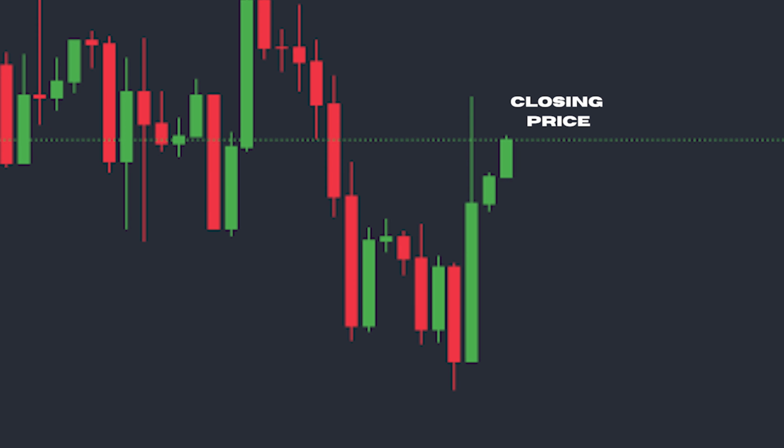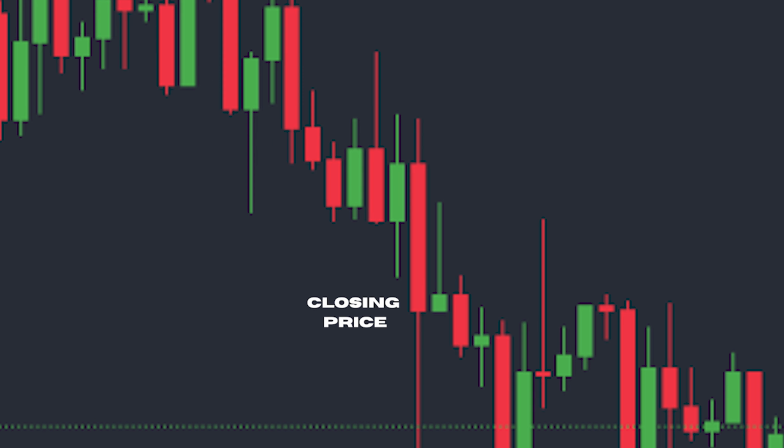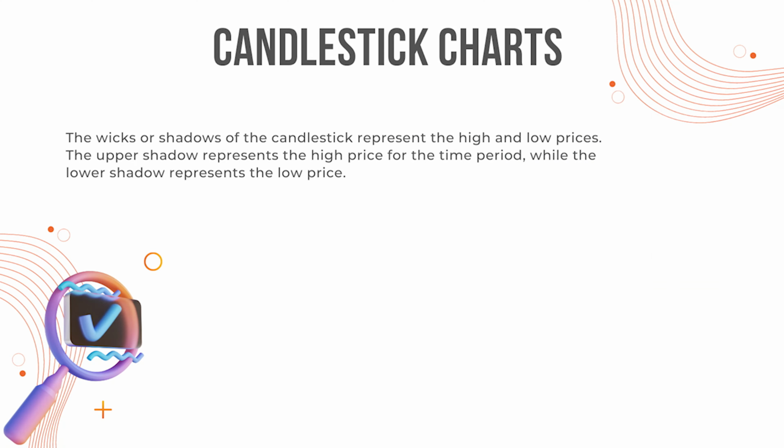If the closing price is higher than the opening price, the candlestick is typically colored green or white and is said to be bullish. If the closing price is lower than the opening price, the candlestick is typically colored red or black and is said to be bearish. The wicks or shadows of the candlestick represent the high and low prices. The upper shadow represents the high price for the time period, while the lower shadow represents the low price.